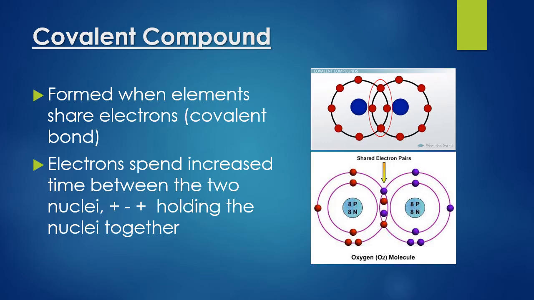So a covalent compound is formed when elements share electrons. So there is no transfer of electrons here. Remember that covalent compounds are formed between 2 nonmetals or between a semimetal and a nonmetal. So in this case, there are no ions, no positive cations, no negative anions, but the 2 atoms involved just come close to each other, thus sharing their valence electrons in that outer shell.